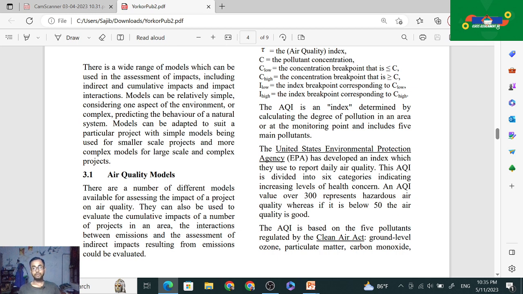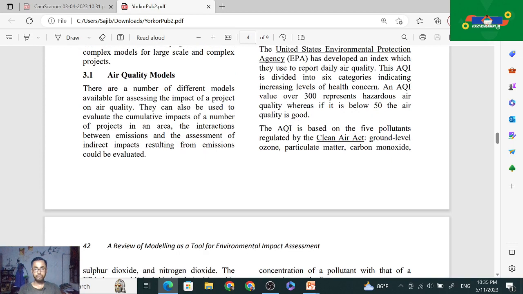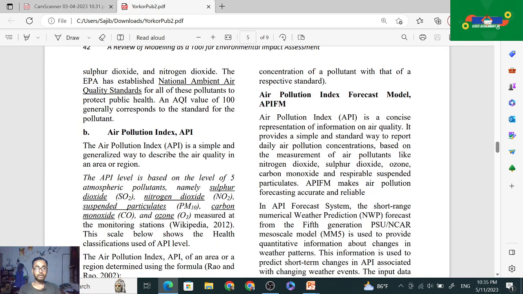However, if it is below 50, the air quality is good, and the AQI is based on the 5 pollutants regulated by the Clean Air Act: ground level ozone, particulate matter, carbon monoxide, sulfur dioxide and nitrogen dioxide. The EPA has established the National Ambient Air Quality Standards for all these pollutants to protect public health. An AQI value of 100 generally corresponds to the standard for the pollutants.